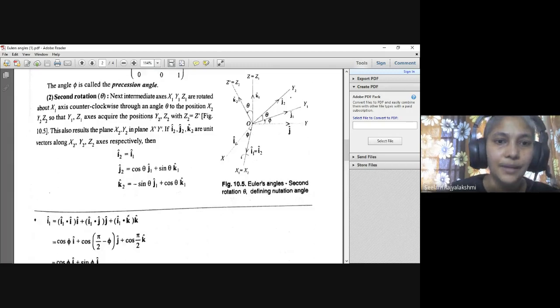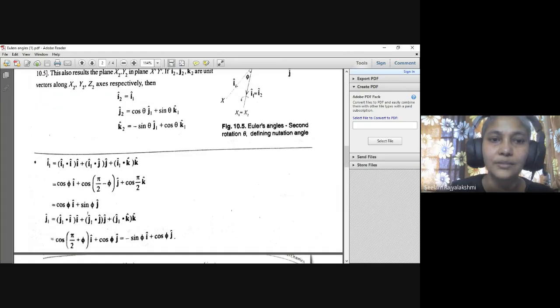So i2 equals i1, because x is constant in this rotation. j2 equals cos theta j1 plus sin theta k1, and k2 equals minus sin theta j1 plus cos theta k1. This is the notation we use to write the unit vectors i2, j2, k2.